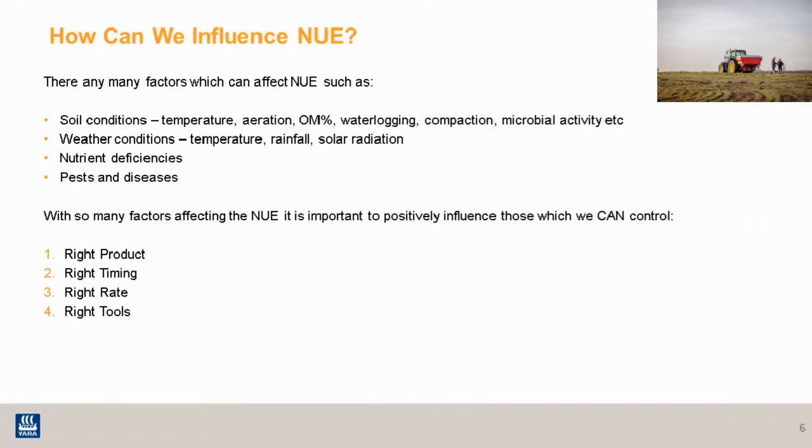So with all the ones that we can't control, what can we control? So really it's looking for the right product with the right timing, the right rate, and then the right tools. So therefore, good agricultural practice gives us a good starting point, making sure we've got the basics correct, such as the pH, having nice aerated soils, good levels of microbial activity, and things like that. But also it's about choosing the right product for the job at the right time. So just as an example, if we think of elemental sulfur, then just being aware that there's a delay in it being accessible to the crop whilst it goes through that conversion phase into the plant available sulfate.